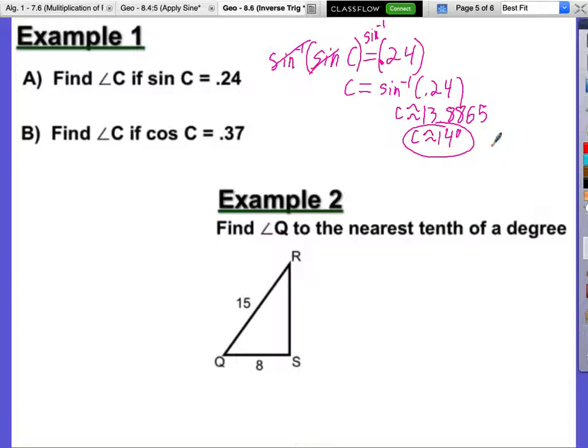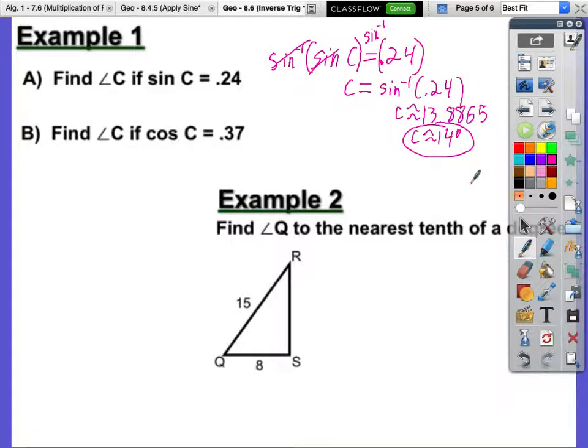Now, would this have worked originally, going back to the setup? Since this was sine of C, could we have taken inverse cosine? No, we need the inverse for the same one it is. So if it's sine, we need inverse sine. If it's cosine, we need inverse cosine. If it's tangent, we need inverse tangent. You don't mix them up. And as long as you have the same inverse of the trig function, they'll undo each other.